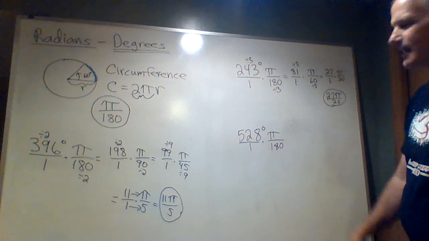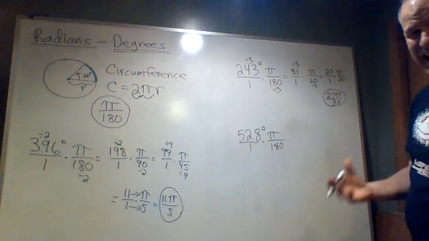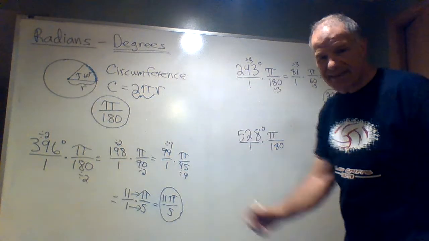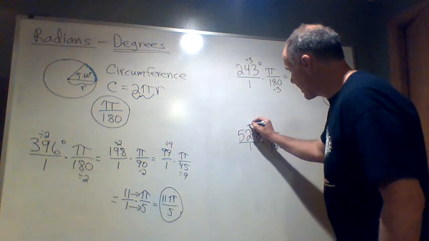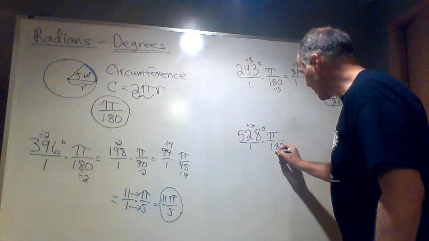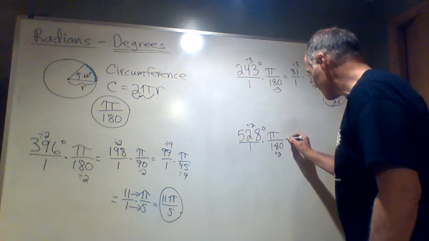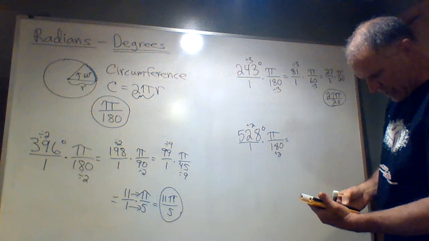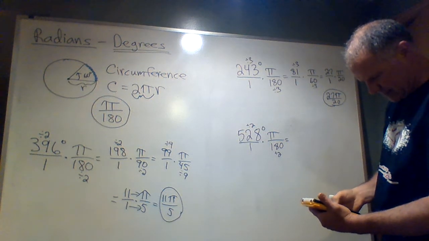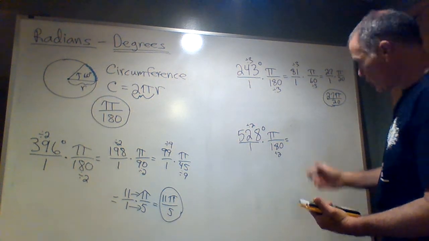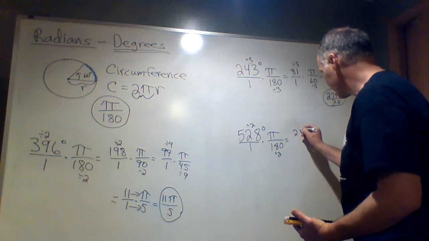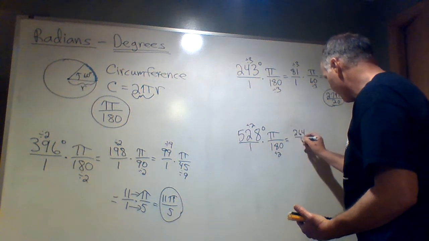Again, 528. It ends in an 8. Remember, 8 is even, kind of like the 396 is even. Divide by 2. Now, remember, if it ends in a 0, it can also be divided by 2. So 528 divided by 2 is 264 over 1.